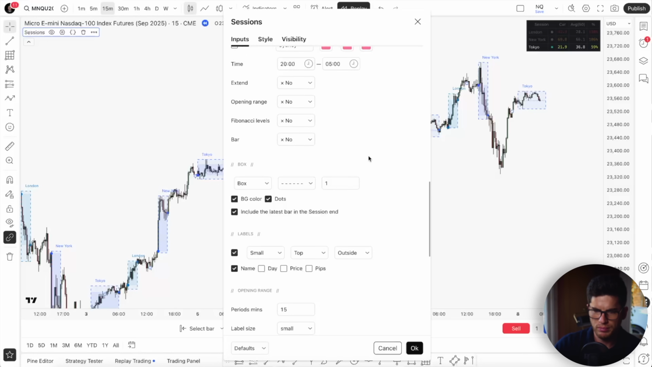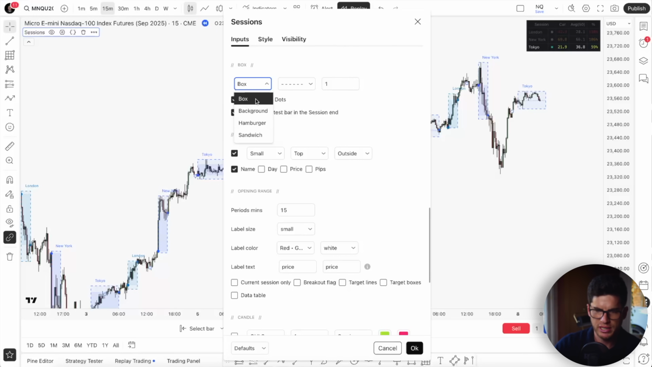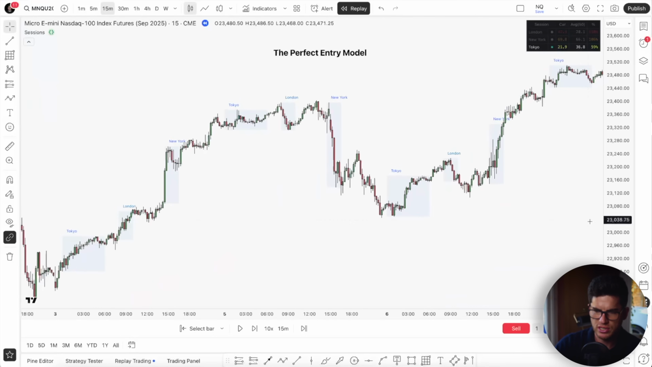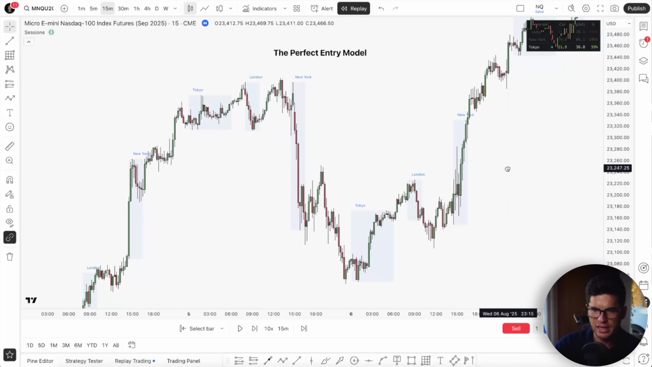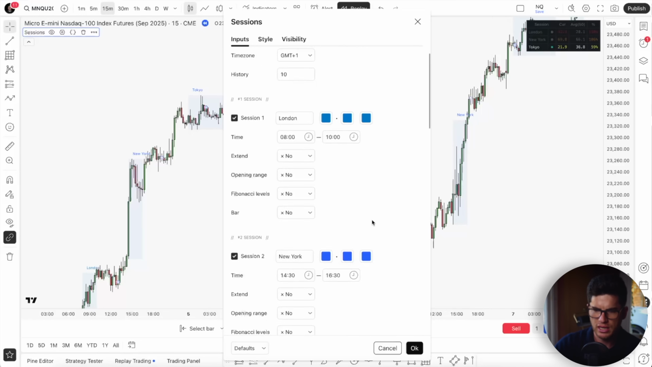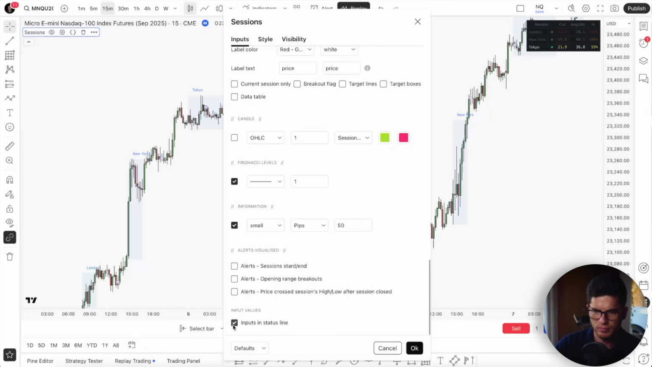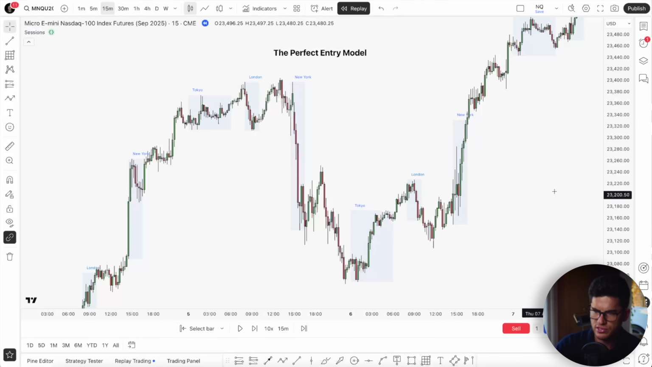If you scroll down, you can change your theme. You can have box, you can have hamburger, sandwich, or just background. I like to just keep a background for these. And then when we zoom in, you can see that it's very clean. We've got the labels that you can actually have on show or be removed, so you can clearly identify what your sessions are. You can also remove this box in the top right-hand corner. Any information and Fibonacci levels are not necessary for this strategy.